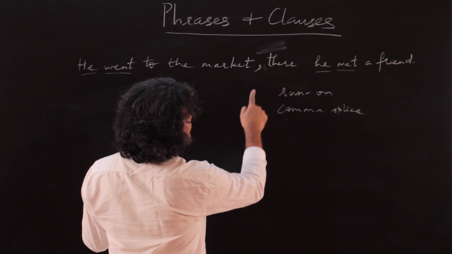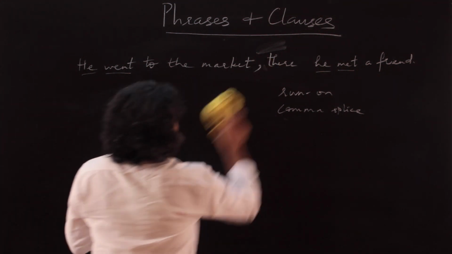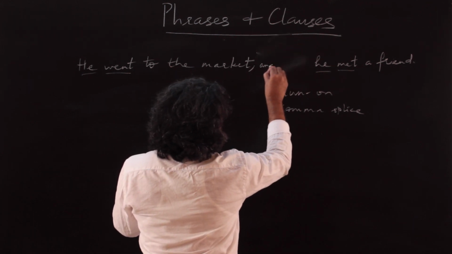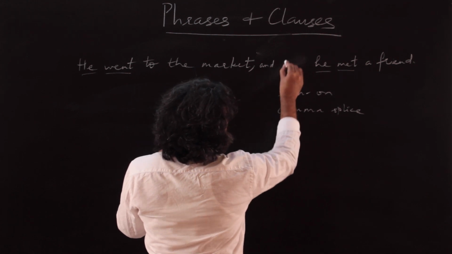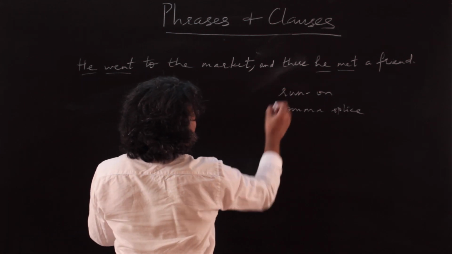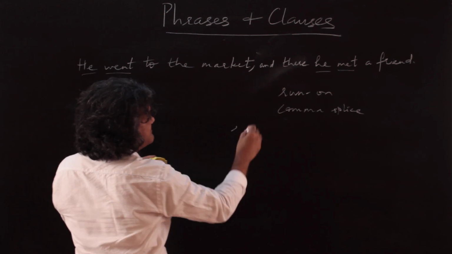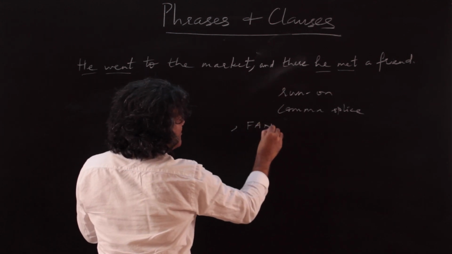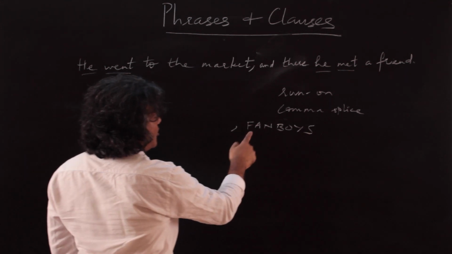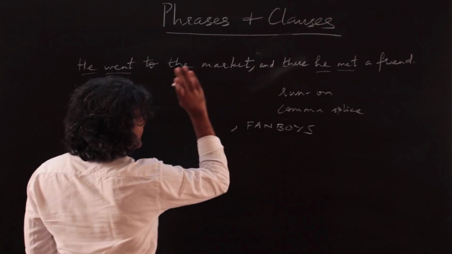The first method is you use both of them. So you use a comma and one of the coordinating conjunctions. Okay, remember coordinating conjunctions, FANBOYS. So the first method of joining two independent clauses in the same sentence is you use a comma and a coordinating conjunction. For, and, nor, but, or, yet, so. That is the first method.